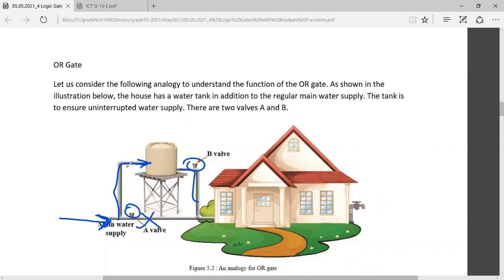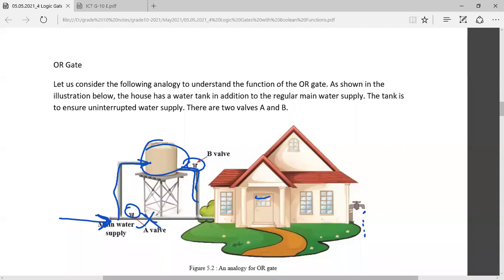So what you have done, you have filled the water to your water tank. Now what you can do, directly you can open this valve and you can supply the water to this house. Then you can take the water from this tap. So you are having two valves. With the help of these two valves, you can supply the water to this house.